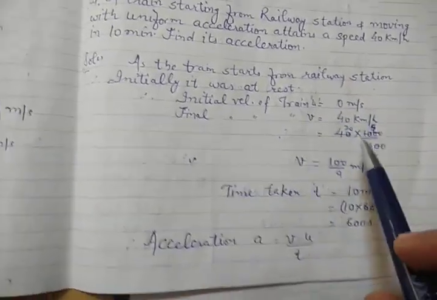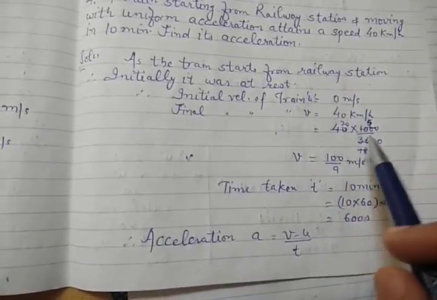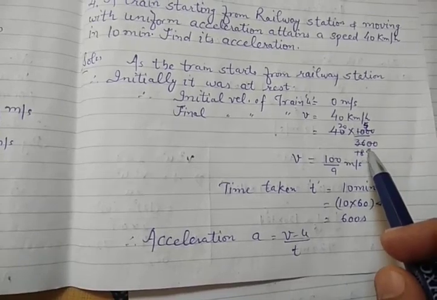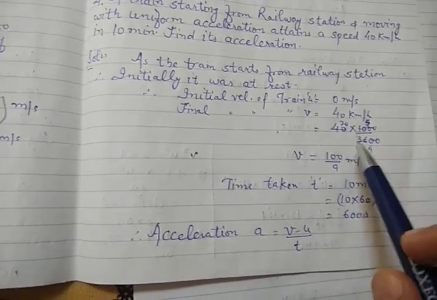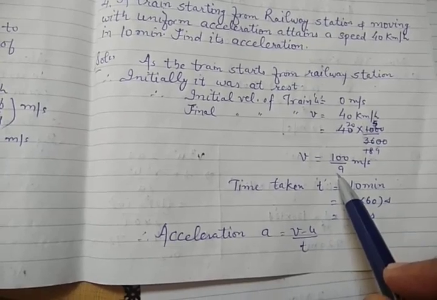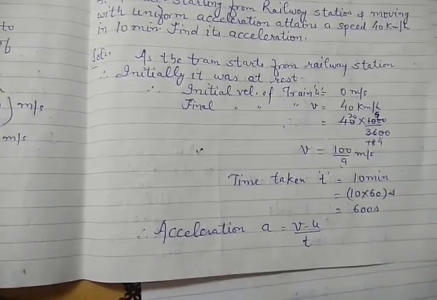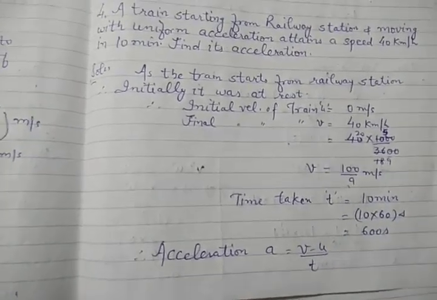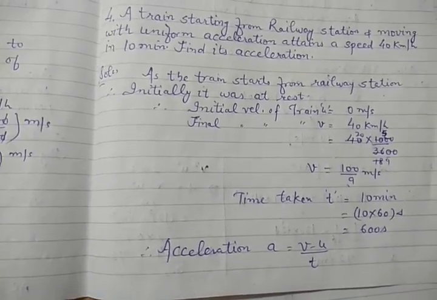Again we have to convert it into meter per second. So multiply it by 1000 by 3600. After cutting, you will get 100 by 9 meter per second. And the time taken is given, this is 10 minutes. So 10 into 60 seconds, that is 600 seconds.